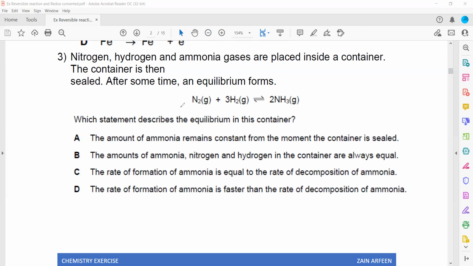Equilibrium means the rates of the reactions are the same. So the rate of formation of ammonia, the way ammonia is formed, is equal to the rate of decomposition of ammonia. The rate at which ammonia is formed is the same as the rate at which ammonia decomposes. You use the term equilibrium for this. So we define this term as equilibrium.